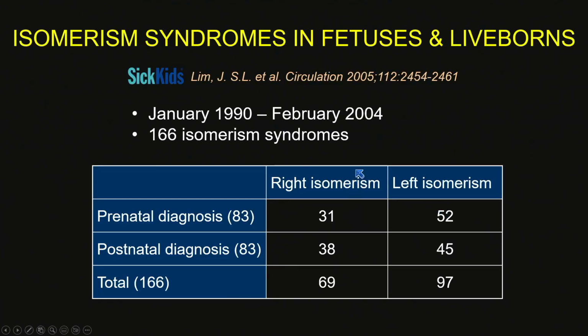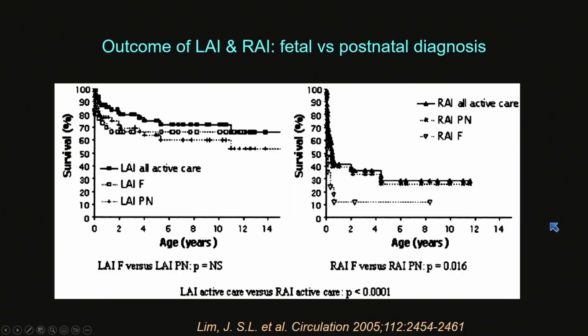When we were looking at the outcome of patients some years ago with right isomerism, left isomerism, as you can see, we had more left. This was our survival curve, and I don't think this has necessarily changed. What has changed is that this is picked up before birth now, but the left isomerism patients have a far better prognosis than the right. We had 10% survival after fetal diagnosis of right isomerism.